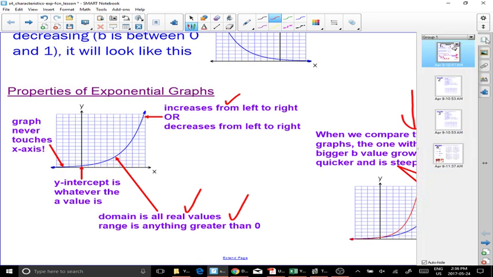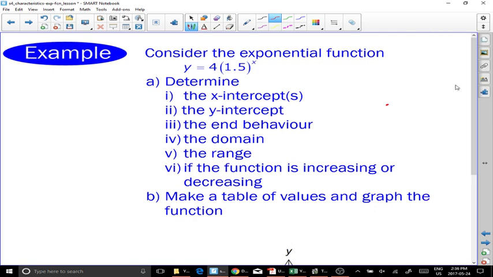Okay. So, let's take a look at some examples. We're going to start with considering the function y equals 4 times 1.5 to the exponent x. So just for clarity, 4 is your a value and 1.5 is your b value. And what we want to do is figure out the x-intercepts, the y-intercept, the end behavior, the domain, the range, whether or not the graph is increasing or decreasing, and then we want to make a table of values.